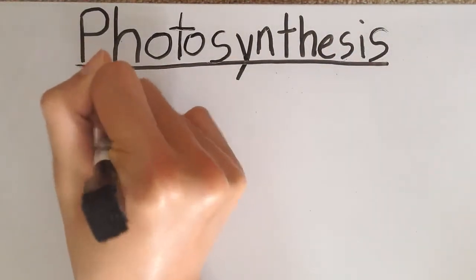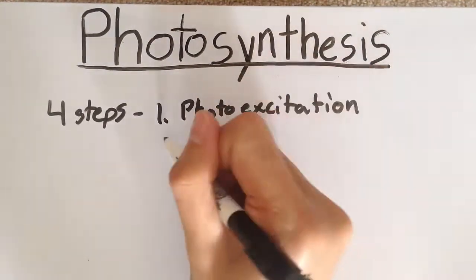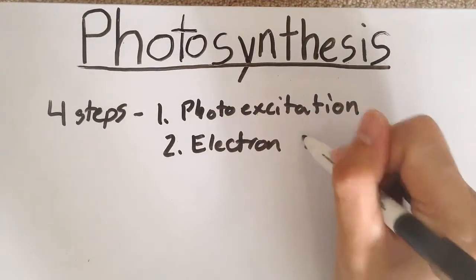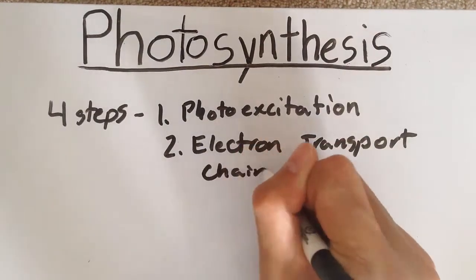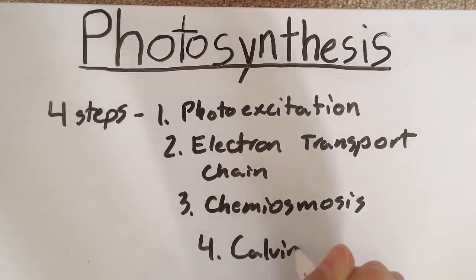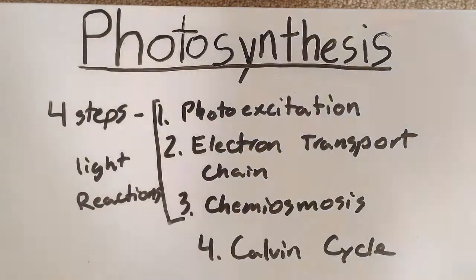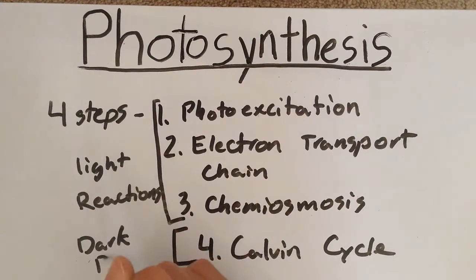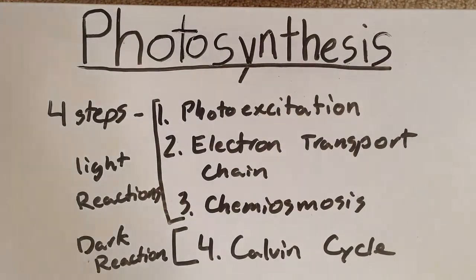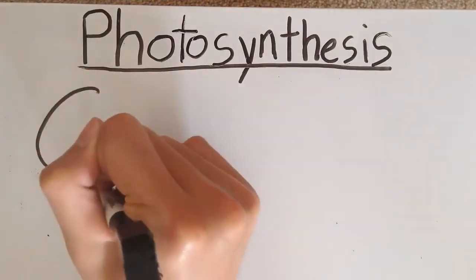It turns out that there are 4 steps involved in photosynthesis. These steps include photoexcitation, electron transport chain, chemiosmosis, and Calvin cycle. And all these steps occur in the chloroplast. The first 3 are light reactions, and the last one is a dark reaction.